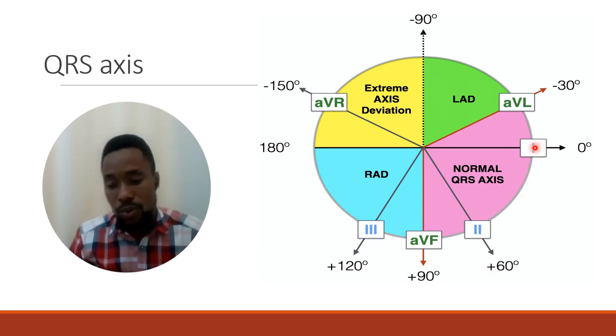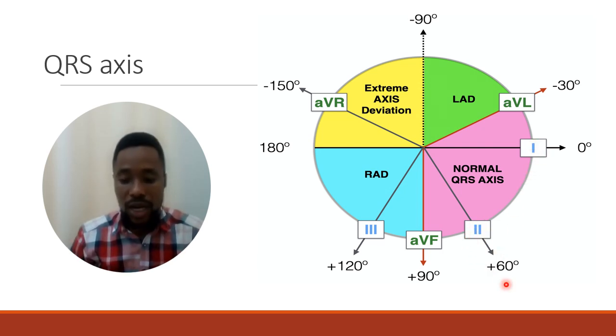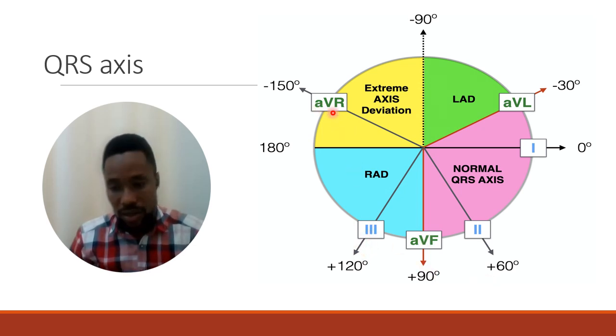Now you label it. Let's take this for lead 1. This is lead 2 at 60, at 90 AVF, this is lead 3 at 120, then AVR at minus 150. So from minus 30 to plus 90, that is a normal QRS axis. This part might be complicated, so follow me gradually. From minus 30 to minus 90, that is left axis deviation. From minus 90 to about 180, that is extreme axis. From plus 90 to 180, that is right axis deviation.